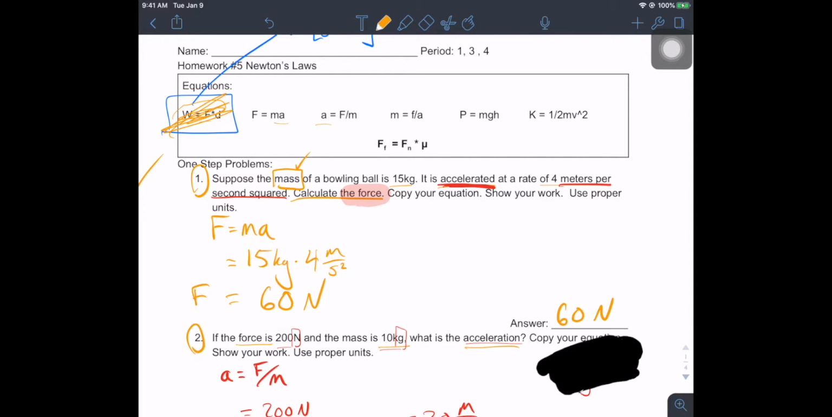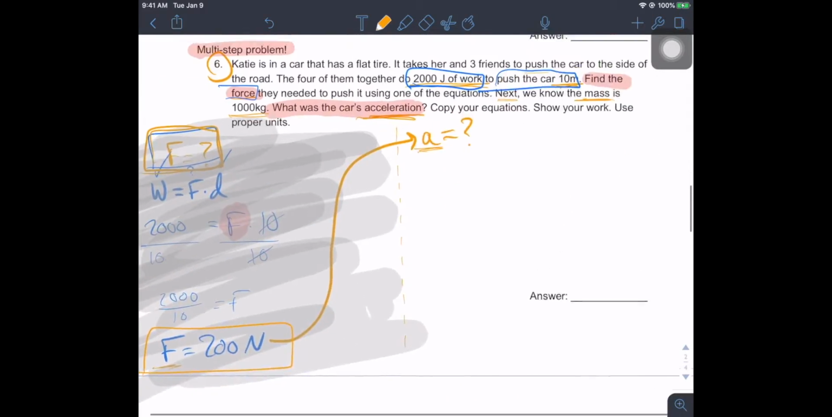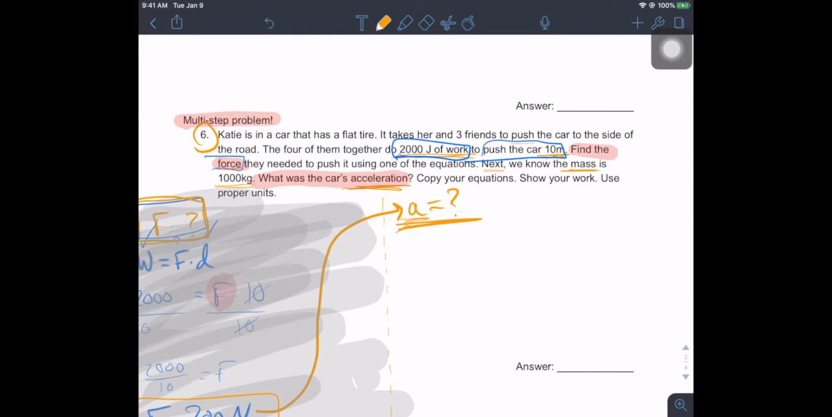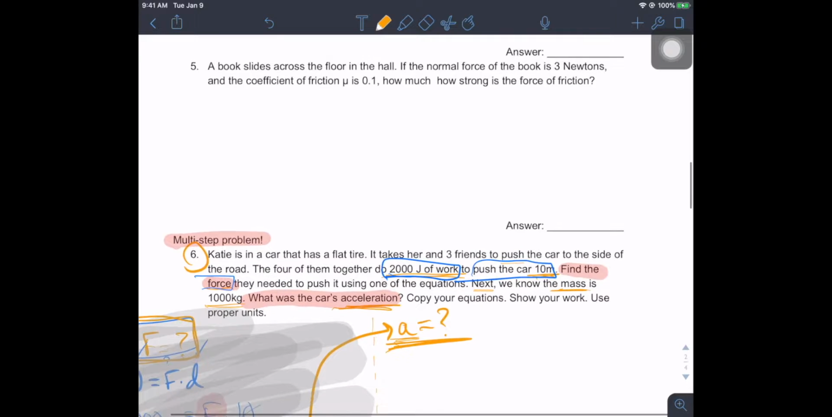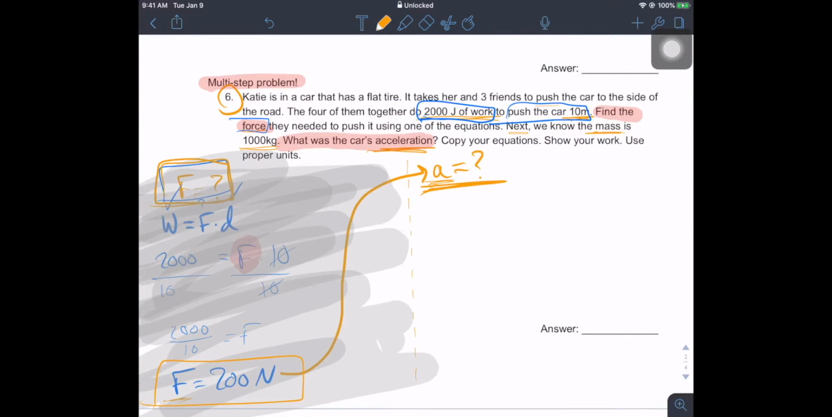Now I scroll through my equations. I've already used this one, so it's probably not going to be that one again. Could be, but probably not. All three of these equations relate mass and force and acceleration. So I got to pick one. I'm going to pick the one that has me find the thing I'm looking for, which is acceleration. So I'll pick the acceleration equation and I'm going to copy it down.